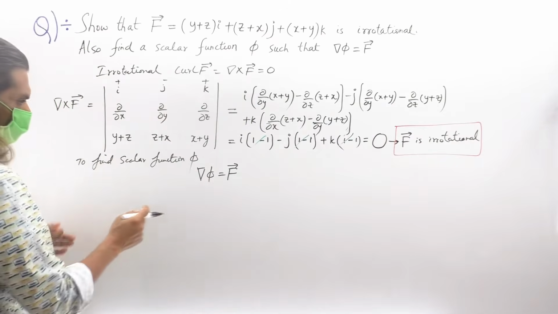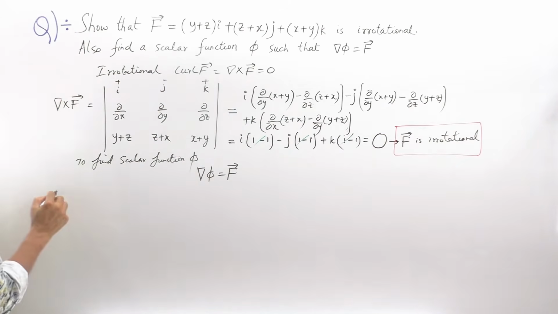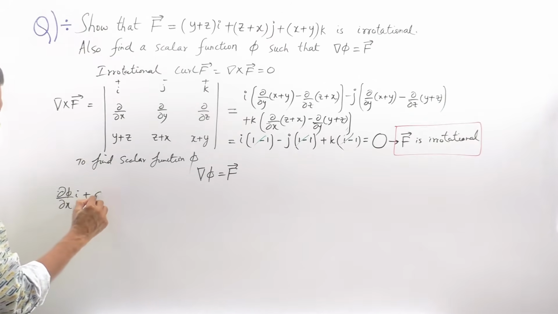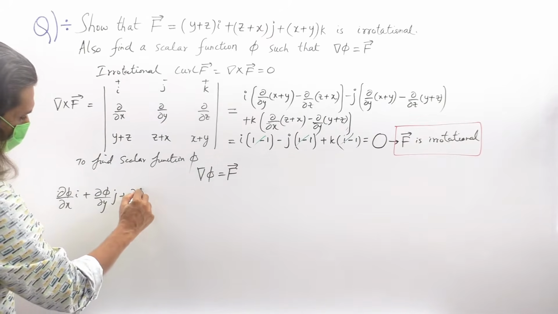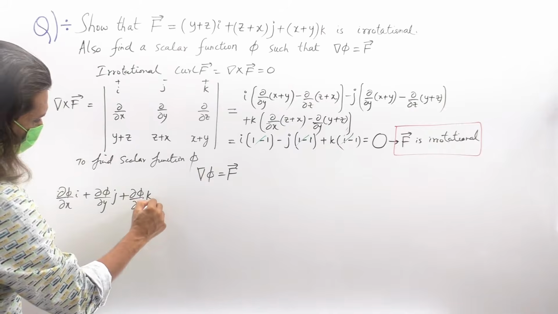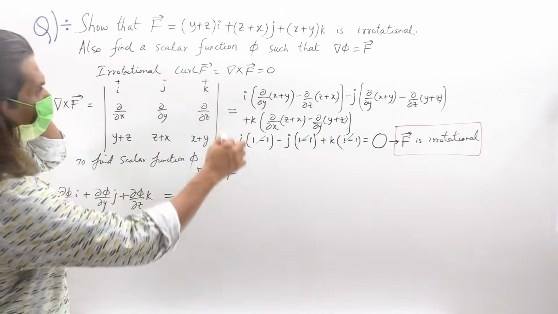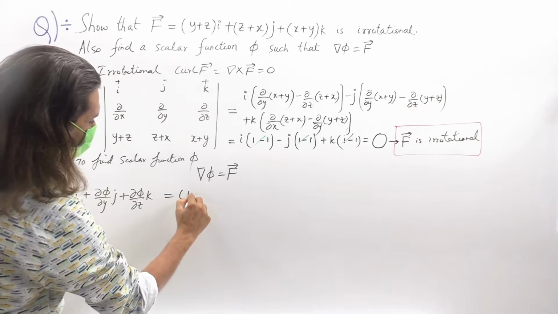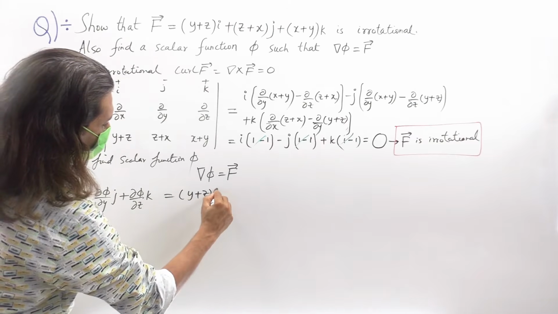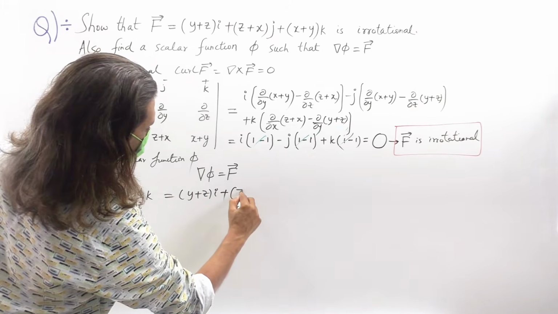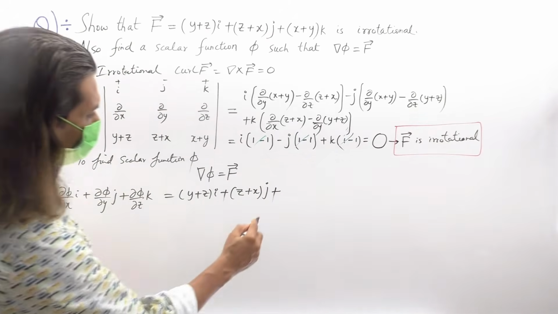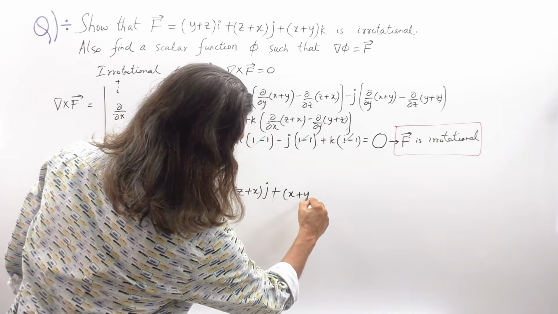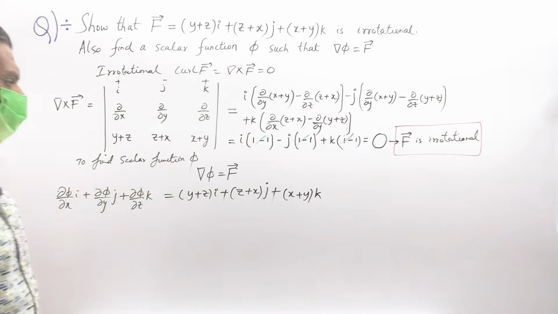Fine. So let's write the equation here. We have dou phi by dou x of i plus dou phi by dou y of j plus dou phi by dou z of k is equal to, what is the f vector? F vector is given in the question here. So we have (y plus z) into i plus (z plus x) into j plus (x plus y) into k. That's it.